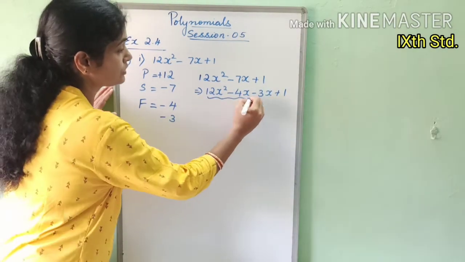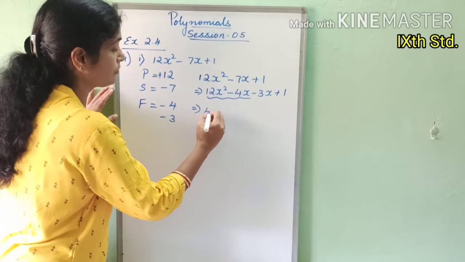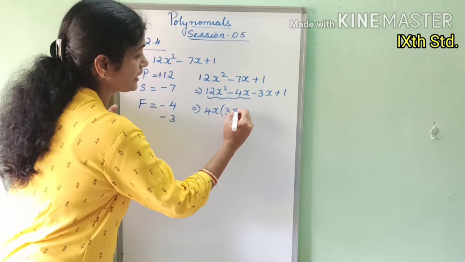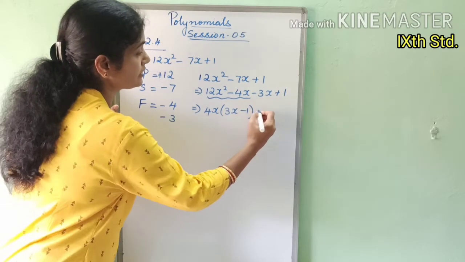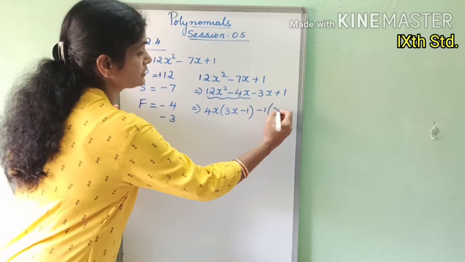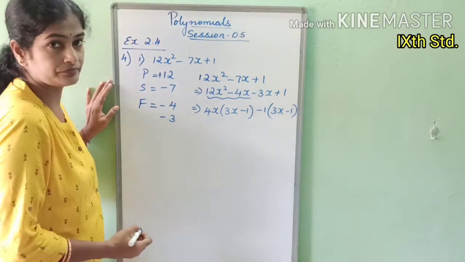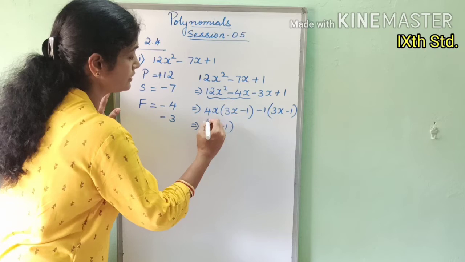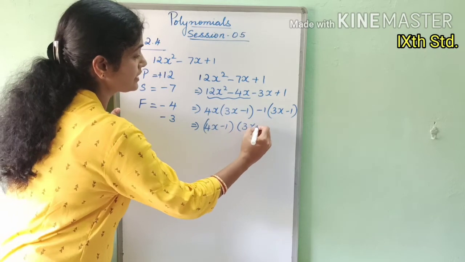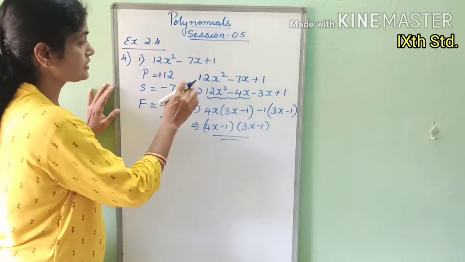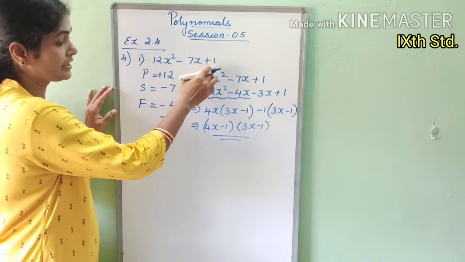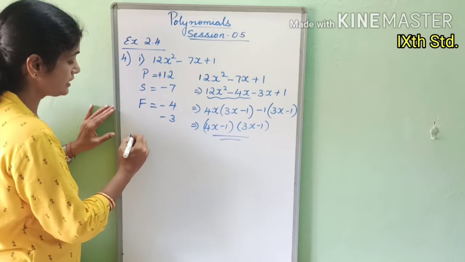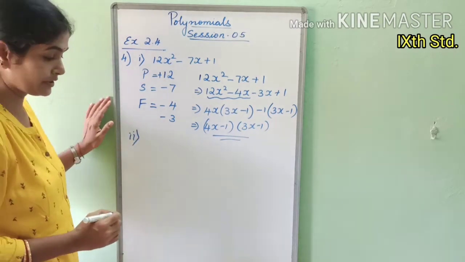Now in these two terms take out the common factor. 4x is common, so it is 3x minus 1. Here minus 1 is common, 3x minus 1. So this will be equal to 4x minus 1 into 3x minus 1. So these are the factors of 12x square minus 7x plus 1. Okay, then we will see the second bit of it.